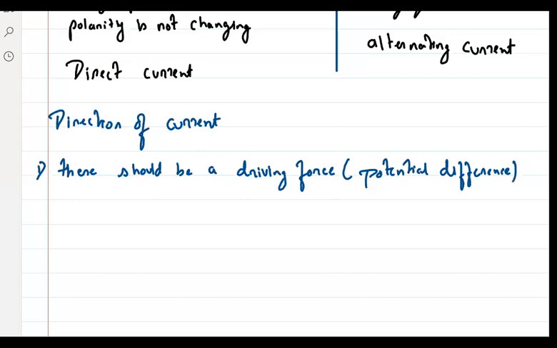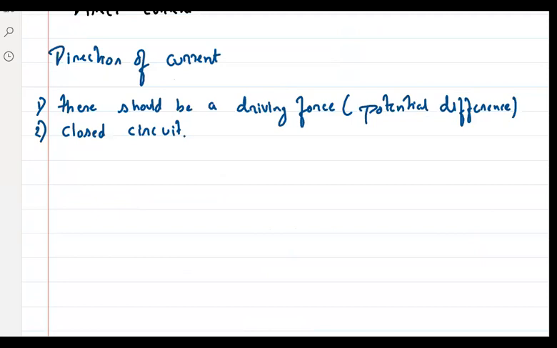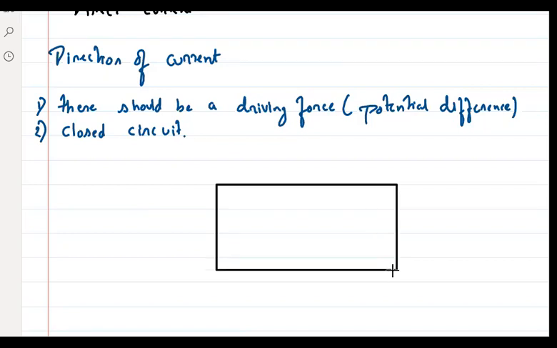Okay, got it. And second, a closed circuit should be there. Closed circuit, yes or no? These two are the conditions. Now, suppose I'm having a circuit like this, and then I'm having a switch over here. So in this case, this is a positive terminal, this is a negative terminal.